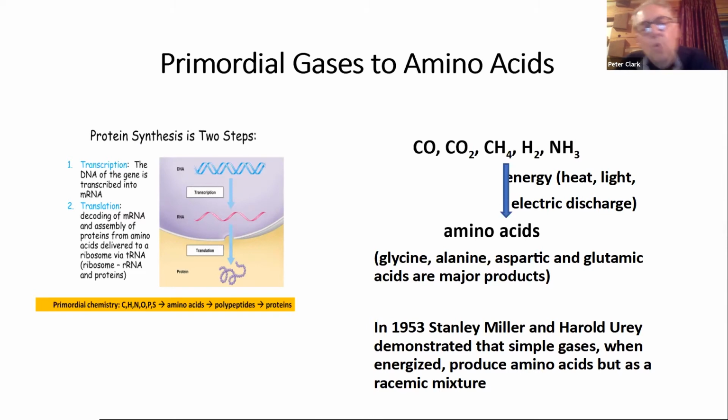And the ones which are made in the highest concentration are glycine, alanine, aspartic acid, and glutamic acid. So in these what's termed Miller-type experiments, these 4 amino acids are the major species. So Miller showed, and many other people repeated his work, did it in many different ways, and showed that amino acids are readily made from this mixture of gases. Next slide, please.